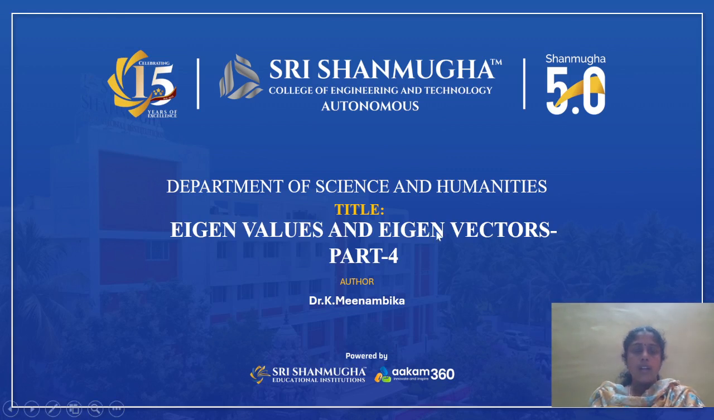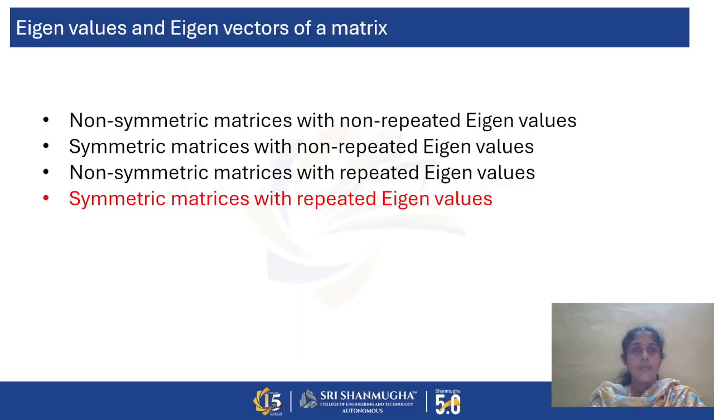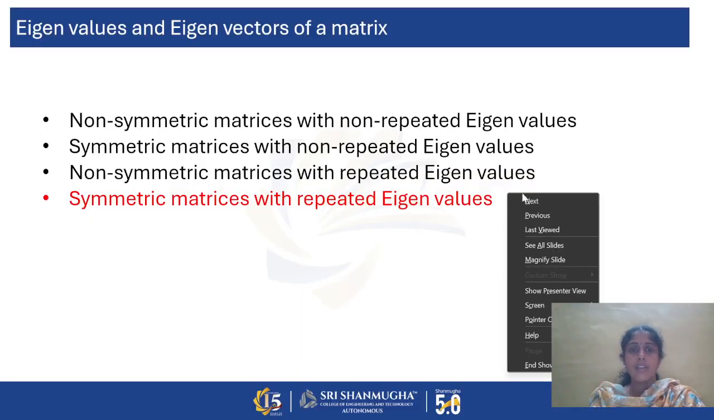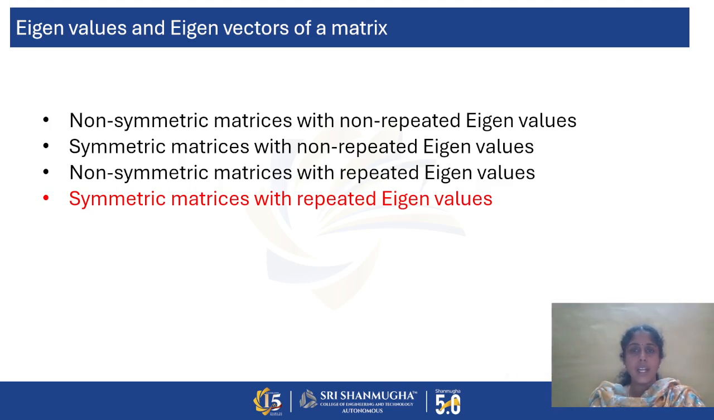Hi everyone. So in this session we will see eigenvalues and eigenvectors of the last category of problems. The last category is symmetric matrices with repeated eigenvalues. So the matrix is symmetric and the eigenvalues will be repeated. This kind of problem we will see here.